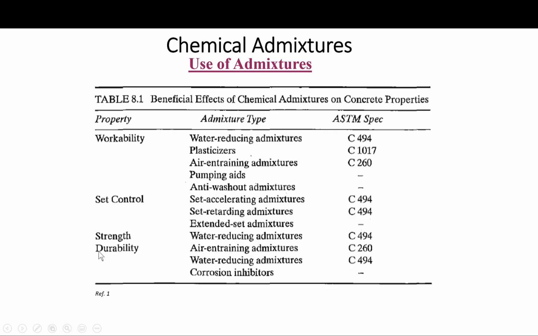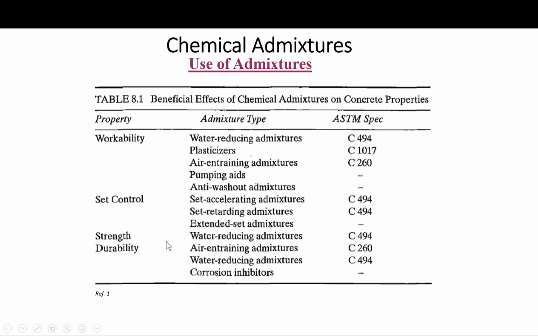Also, strength and durability are improved by the use of these admixtures. For example, for this, the water-reducing admixtures, the air entraining admixtures, and the water-reducing admixtures according to C494. Okay, if you remember, for the air entraining admixtures, adding these controlled air bubbles into the concrete mix will help the concrete to resist frost action better. And in this case, we will end up with more durable concrete.